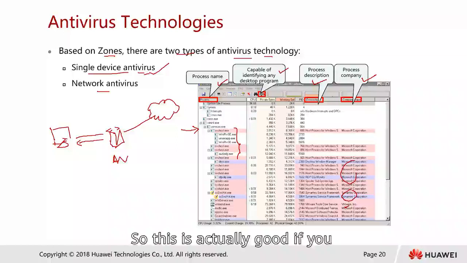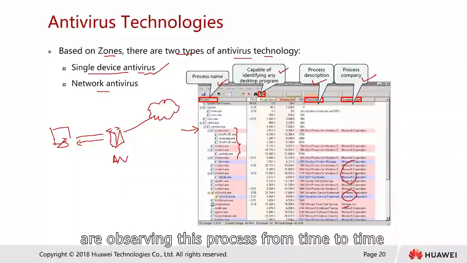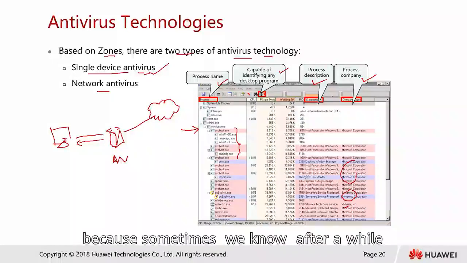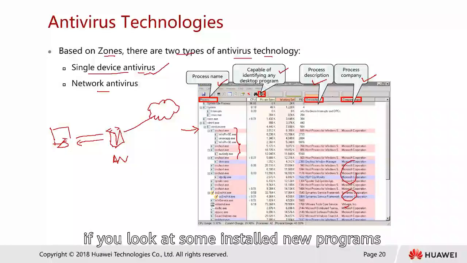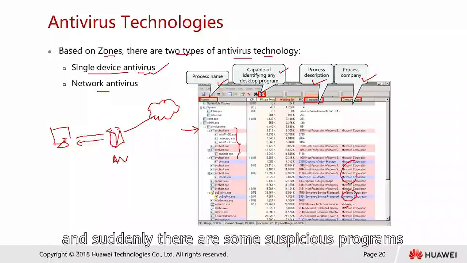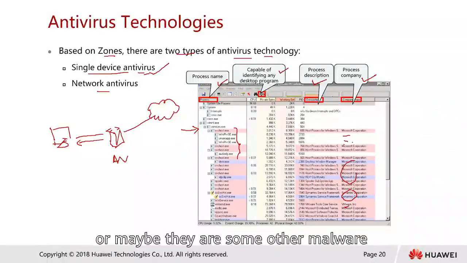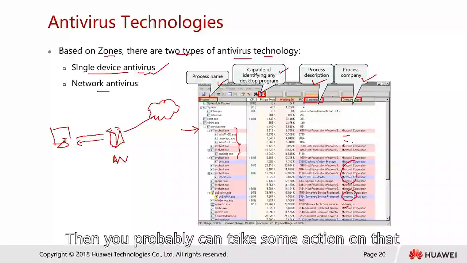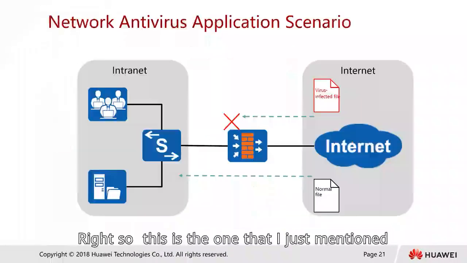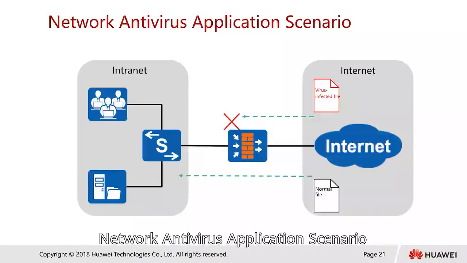This is actually good if you observe these processes from time to time, because sometimes after a while, if you install a new program and suddenly there's some suspicious program that appears here which is unknown, or maybe some other malware, then you can probably take some action on that. All right, so this is the one that I just mentioned, the network antivirus application scenario.